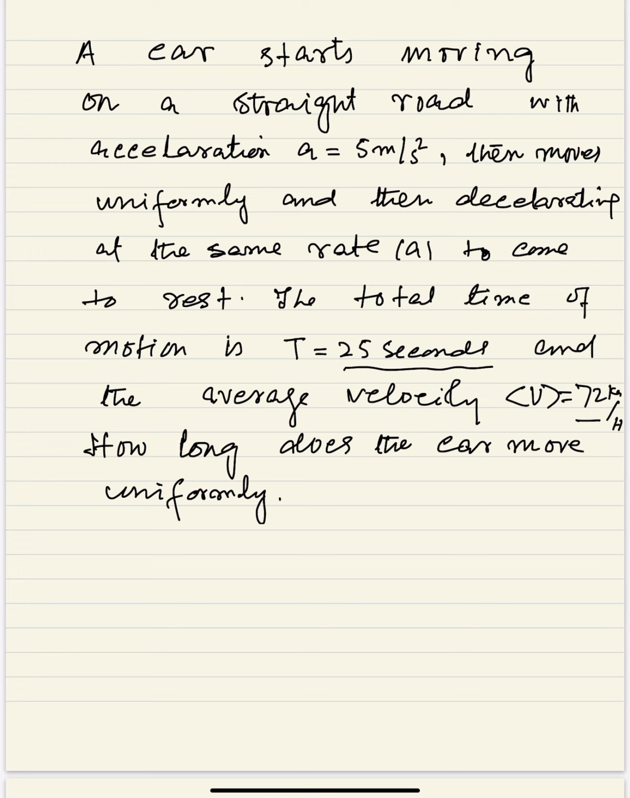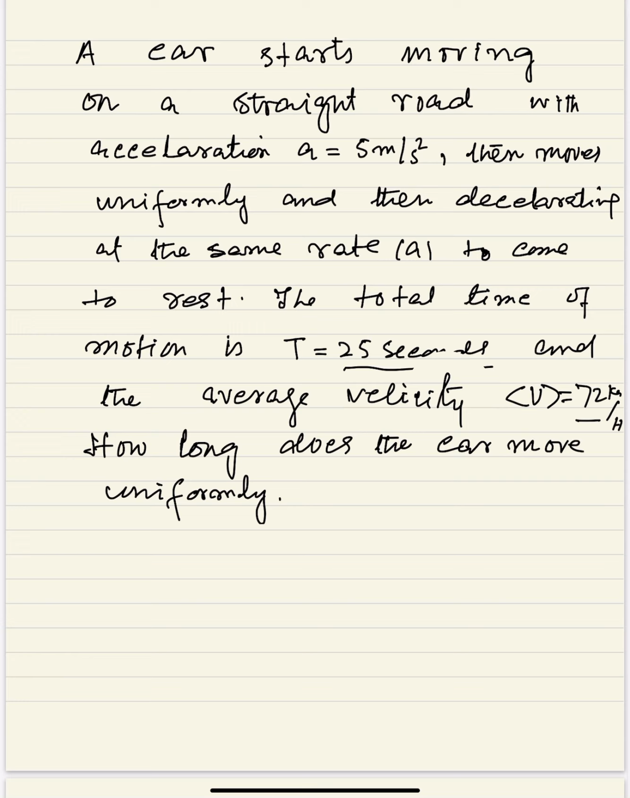A car starts moving on a straight road with acceleration a equal to 5 meter per second square, then moves uniformly for some time, and then decelerates at the same rate as the acceleration to come to rest, and finally the car stops. The total time of motion t equal to 25 seconds, and the average velocity is 72 km per hour. How long does the car move uniformly?